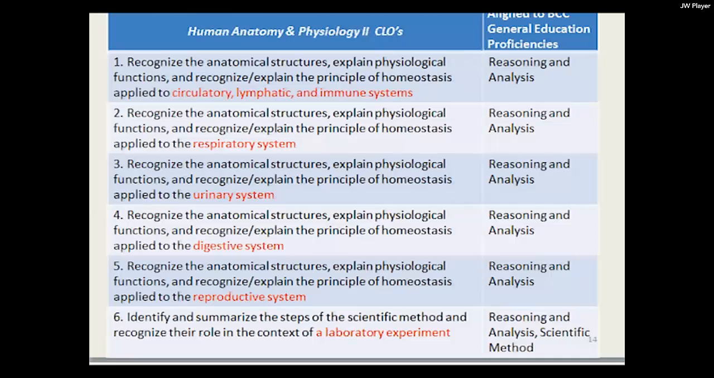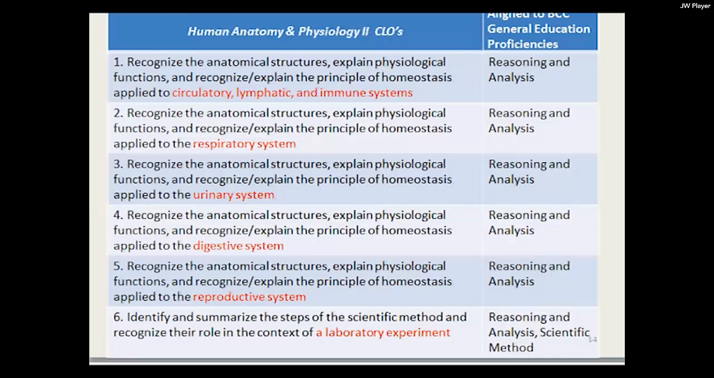On the Anatomy and Physiology II syllabus, we find 6 course learning outcomes, all of which are aligned to our reasoning and analysis proficiency. The 6th outcome, identify and summarize the steps of the scientific method and recognize their role in the context of a lab experiment, naturally addresses another of the college's proficiencies, scientific method. I'd like you to focus on the highlighted portions in red.